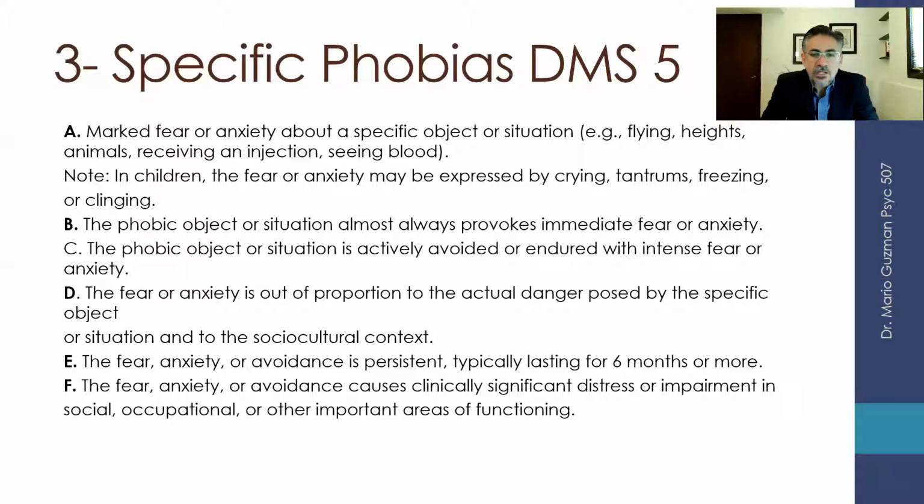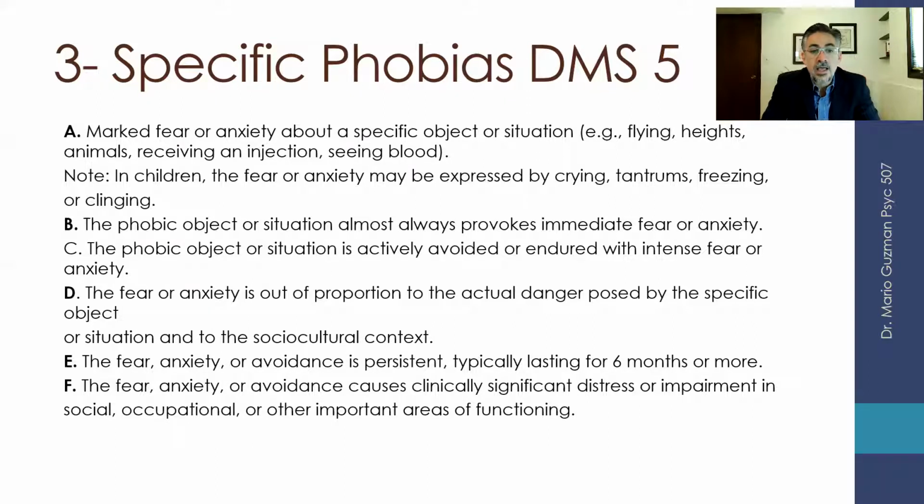Something like that. All right, so let's talk about specific phobias. Now, the DSM-5 is telling us the following, okay? Marked fear or anxiety about a specific object or situation, such as flying, heights, animals, receiving an injection, and seeing blood. Those are the most common, guys, but those are not all.